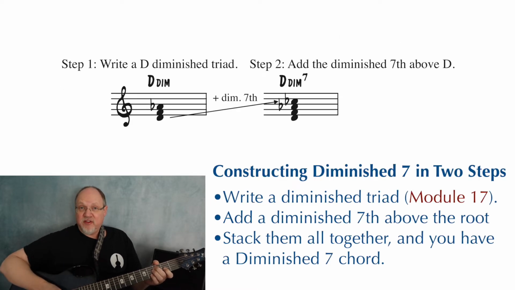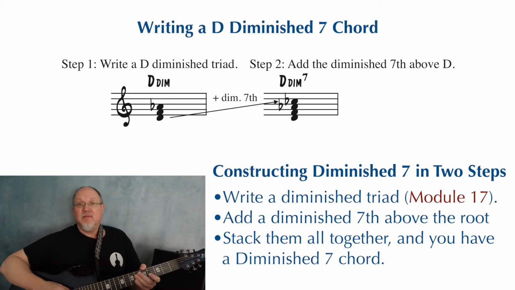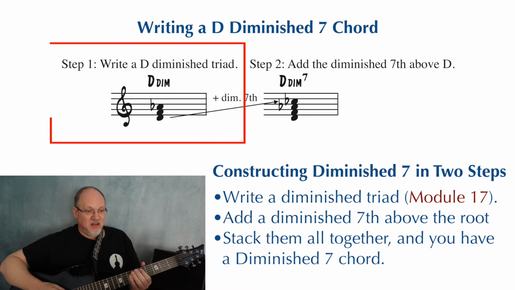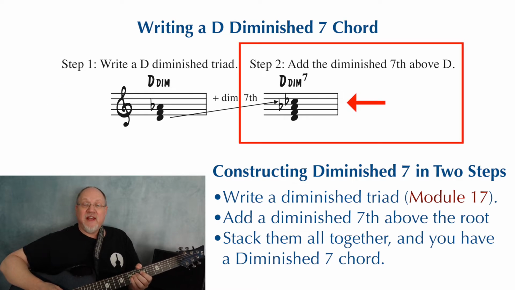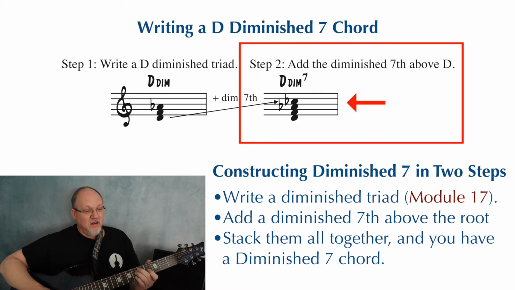To construct a diminished 7 chord, you first write a diminished triad, and then you write a diminished 7 above the root. So let's say we want to construct a D diminished 7 chord. First thing you're going to do is write a D diminished triad. That's going to be D, F, A flat. Then we want to write a diminished 7 above the root. So a minor 7th above the root, which is D, would be C. A diminished 7 above this root is going to be C flat. Stack them all up, we have D, F, A flat, and C flat, or D diminished 7.